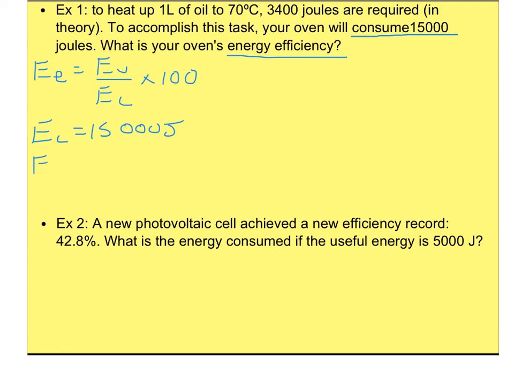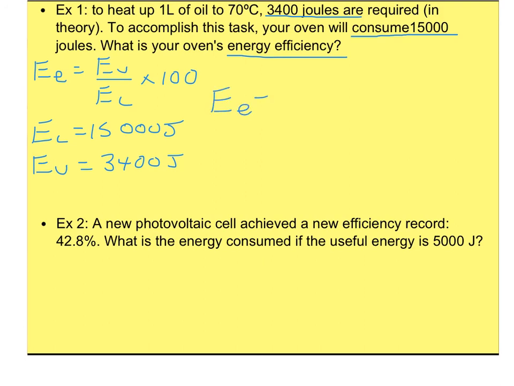Now we still need useful energy, which is written up here. That's 3,400 joules required in theory. So that's the only energy needed to heat up some oil on that oven. Okay, so 3,400 joules of useful energy, which is thermal energy, because we need heat to heat up the oil. So it means, in theory, it just needs that much energy, but the oven needs to consume a lot more to get the job done. So it's not very efficient. Let's see how efficient it is.